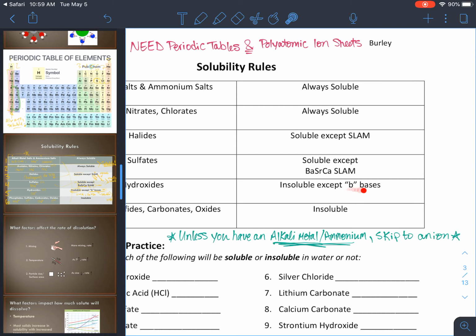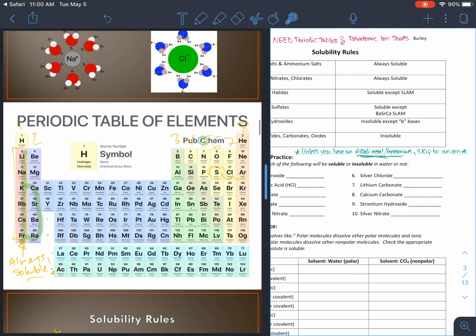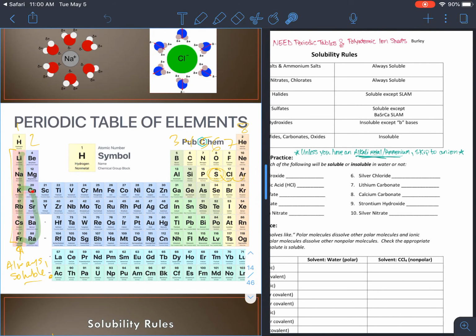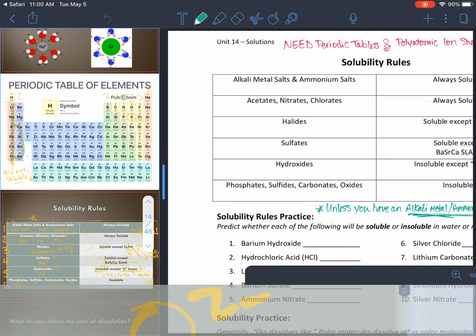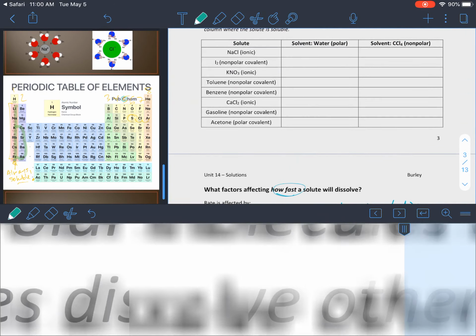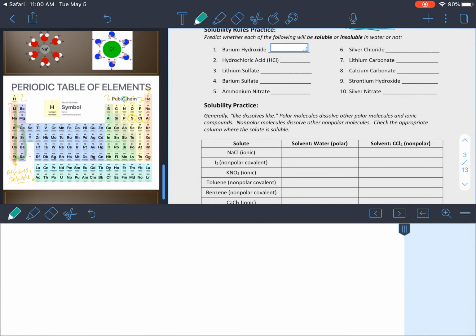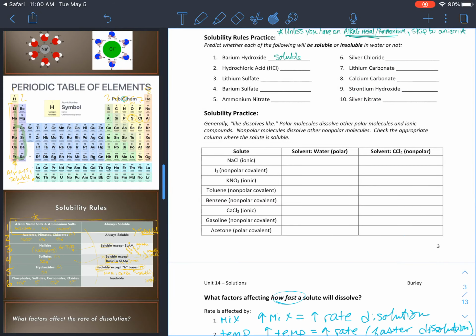It says it's insoluble, except B bases. So we want to see if barium is part of the B bases. And if it is, then it's soluble. If it isn't, then it's insoluble. So barium's right here. It is a B base. So this particular compound is soluble. And I need to find my little guy. So we're going to write soluble in there.